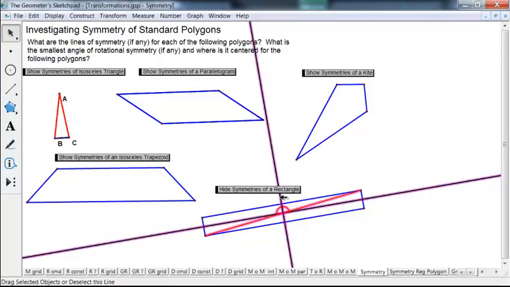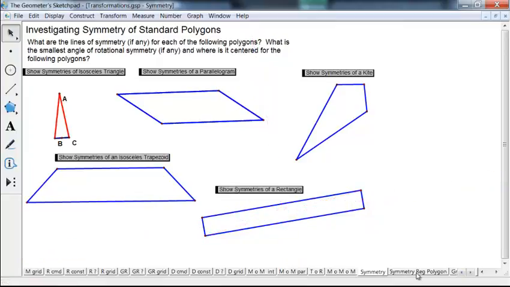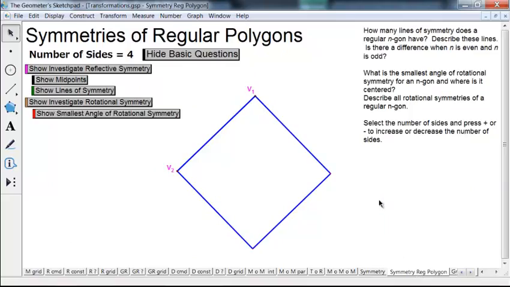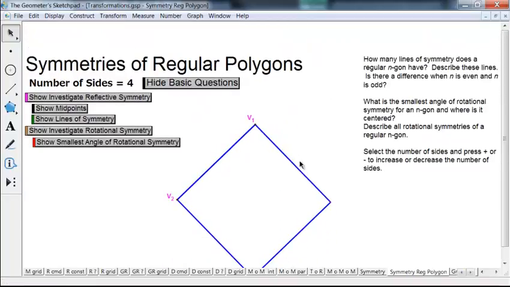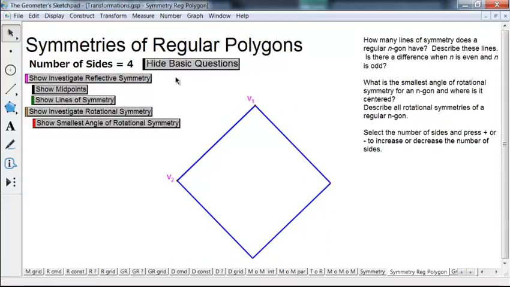Rectangles have 2 lines of symmetry, and therefore an angle of symmetry about the angle between those 2 lines. Twice the angle. So we're about the center, and then twice the angle. The angle is 90 degrees. So it's 180 degree rotational symmetry. Regular polygons have a high degree of symmetry. So the basic question is, what kinds of symmetries do you see here?